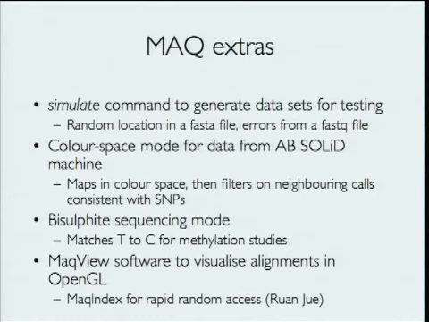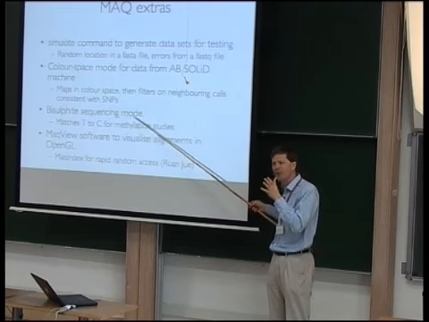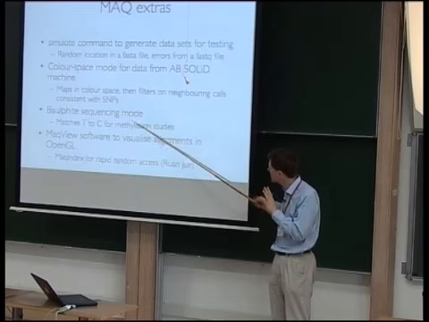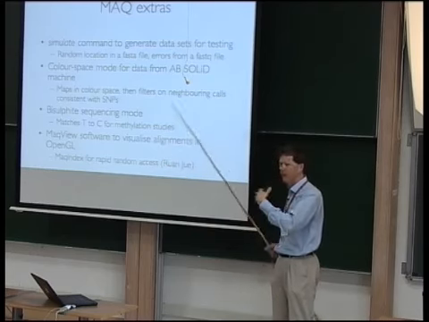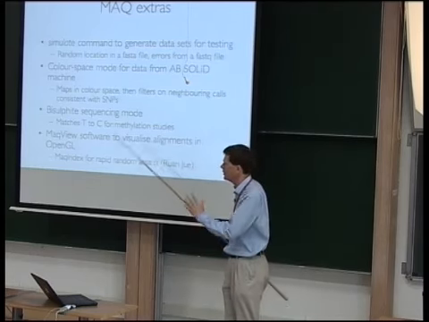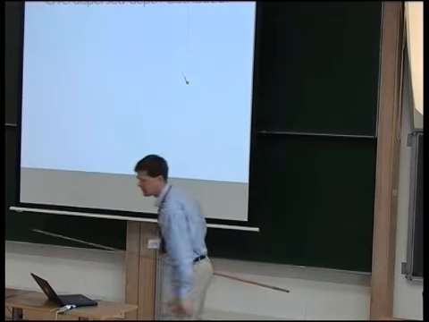There's the second sort of machine, the AB SOLiD machine, which generates data in some funny transformed space, essentially. And for those who know, they'll know, and those who don't need to know. But MAC can handle that sort of data as well. There's a sort of sequencing that allows you to explore methylation, which we heard about yesterday, and MAC has a version that handles that type of data. And there's a whole lot of visualization and other support tools around the basic resource.